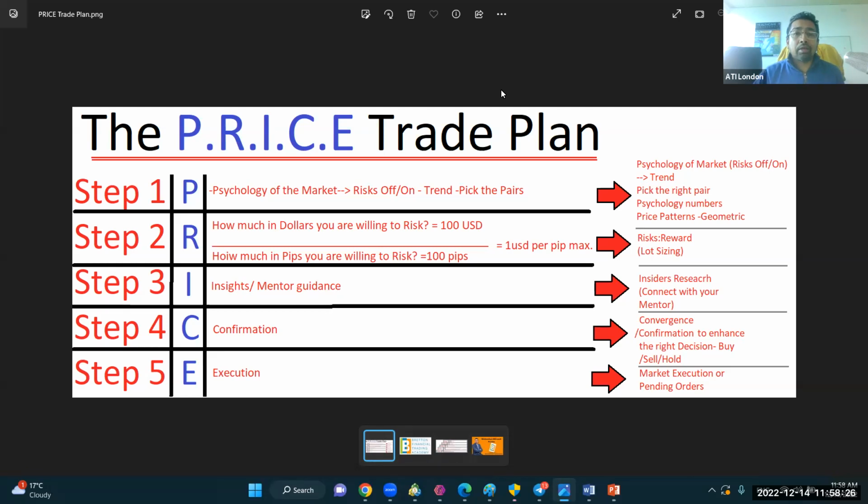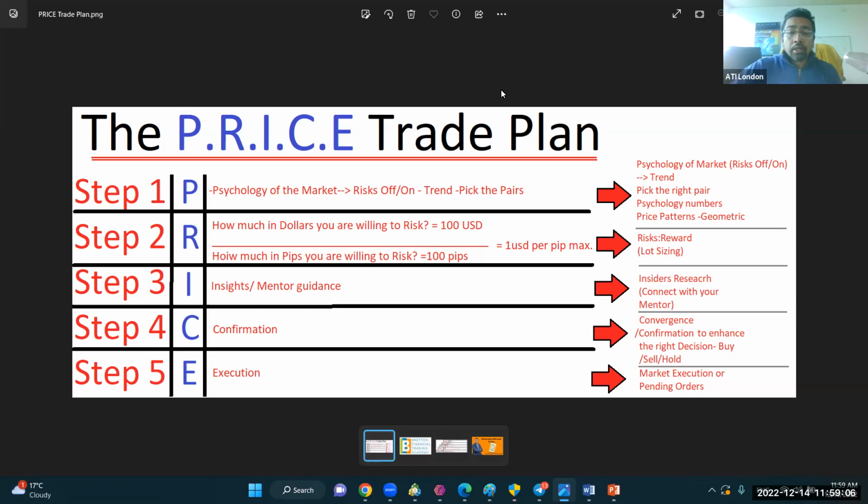The PRICE trade plan has a step-by-step approach, and every letter of the word PRICE is a step. Every step has a collection of cherry-picked strategies or little techniques that I have devised myself, or tweaked from my years of trading in the Forex market especially, and the financial markets in general. That's mainly what we do on a day-to-day basis, where we trade based on the PRICE trade plan.